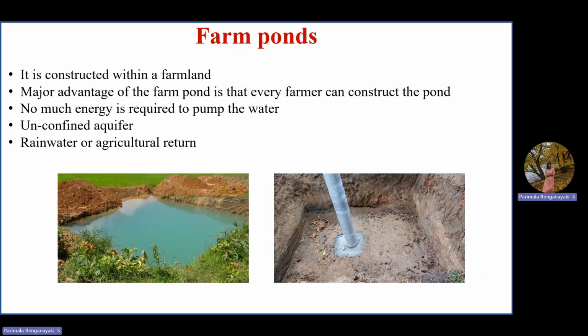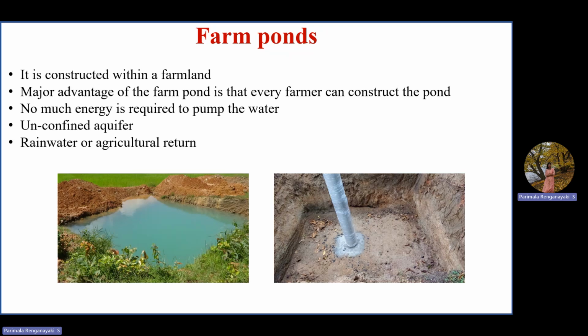Now, farm pond. It is constructed within the farm land. Even a minor farmer who has land of less than 1 acre can have this pond. Here we can see the size is even 3 meters by 3 meters and the depth is 1 meter.